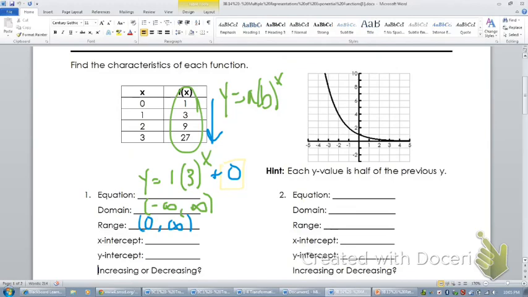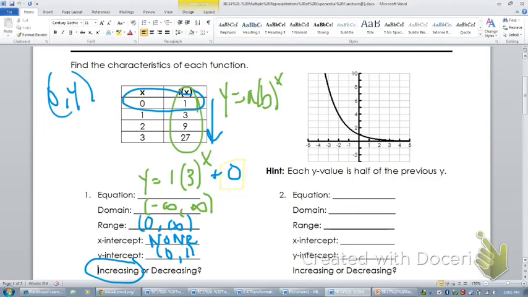Okay, x-intercept. Let's look at this. Do you see any points on there that give me an x-intercept? No. So, of course, that's none. What's my y-intercept? My y-intercept is always 0, y. So if I'm looking at this table, I know my y-intercept will be 0, 1. We already answered this. Is it increasing or decreasing, guys? We know it's doing what? Increasing.